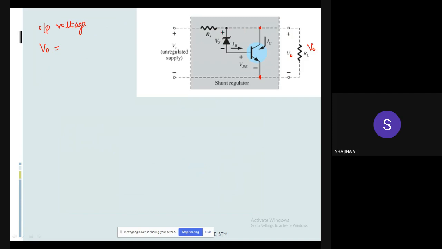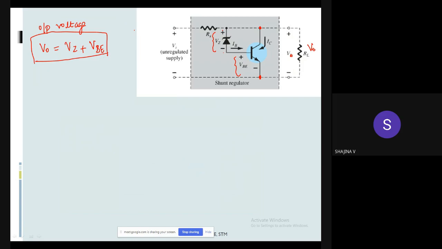You can take here the voltage drop is Vset, here the voltage drop is VBE. So we can write V out is equal to, and you check the polarity here, this is plus minus, plus minus. So output voltage is equal to Vset plus VBE, right? So you note this equation. Output voltage is equal to Vset plus VBE.